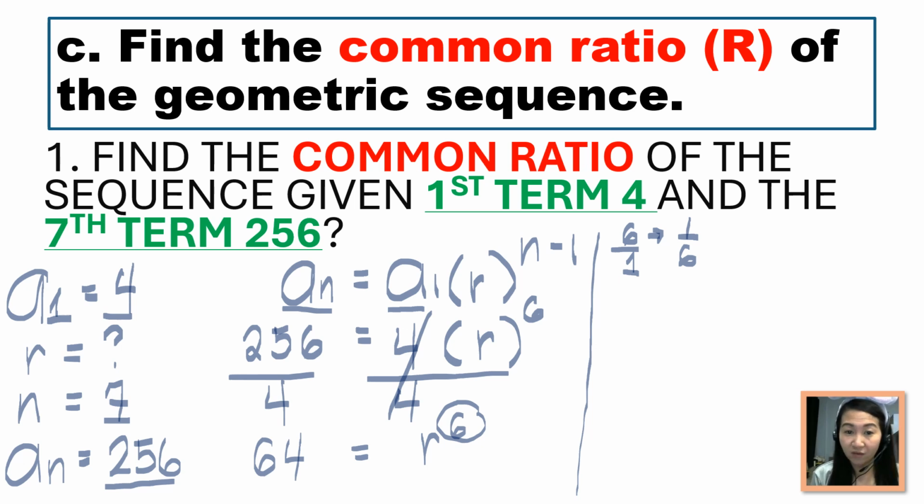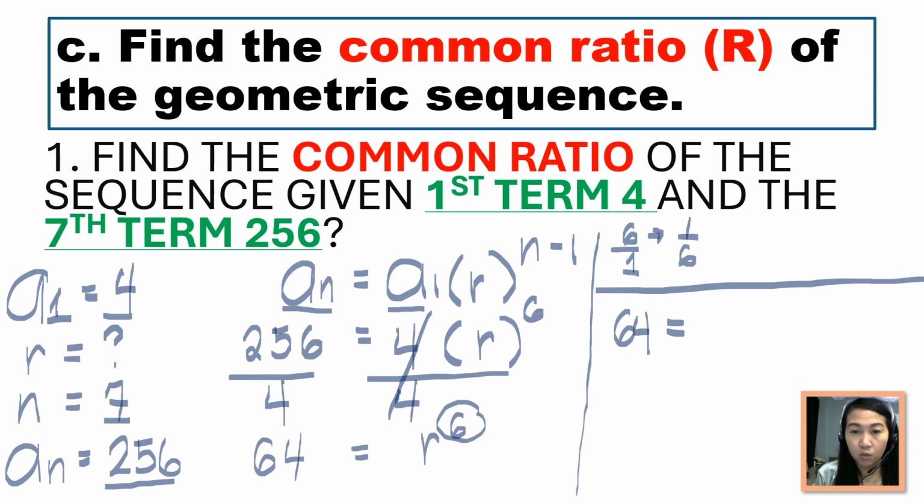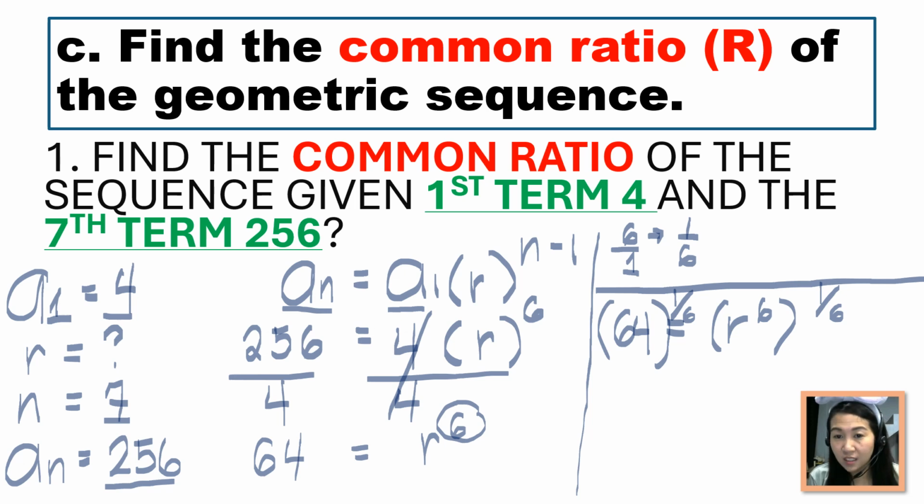As what we have learned, the reciprocal value of 6 is 1 over 6. So we need to raise both sides to 1/6. Let me do it here. We have 64 is equal to r raised to 6. We need to raise both our equations to 1/6. So r raised to 6 raised to 1/6, we are multiplying both the exponents and it's already canceled out. Why? Because 6 times 1/6, the answer is 1. So we have here only r.